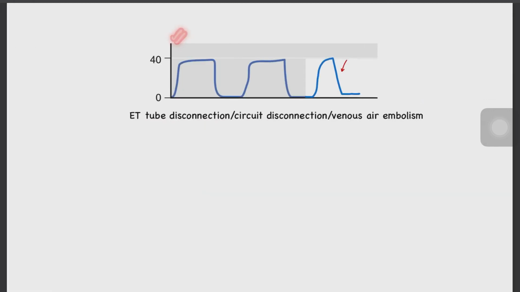The last pattern we are discussing is one in which we can see a sudden drop in the wave. This is seen where there is ET tube disconnection, circuit disconnection, or venous air embolism.